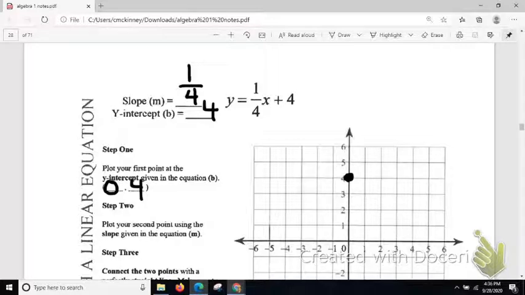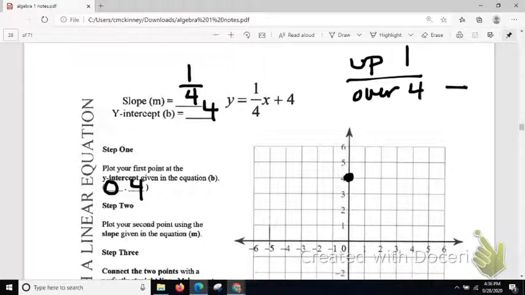From there, we're going to go up 1 and over 4, because this is our slope. When I see 1/4, remember it's rise over run, so up 1 and over 4. And when I say over, I mean to the right, unless I tell you different. So up 1, over 1, 2, 3, 4. Make another dot.